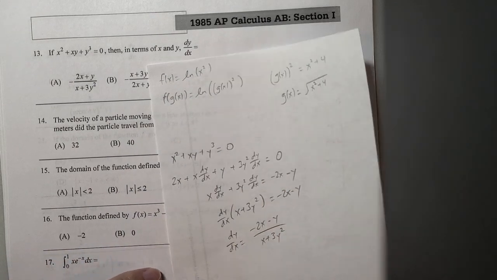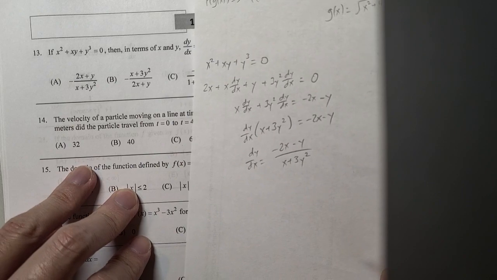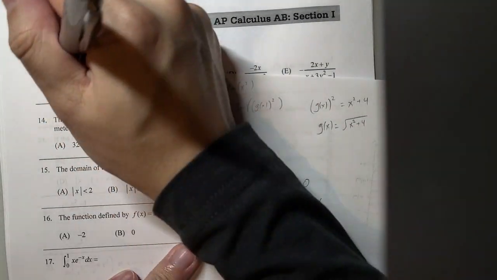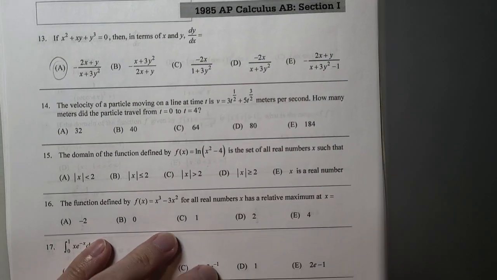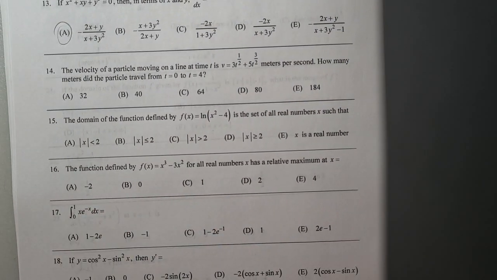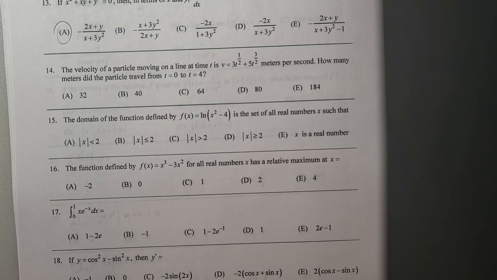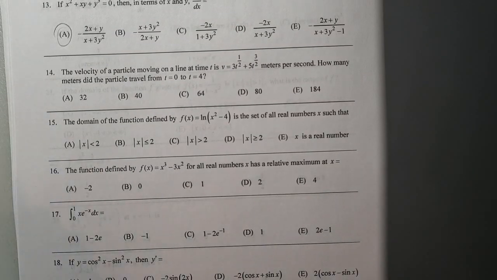Okay, that's how we do that. Which answer is that? Is it 13A? Yes. Okay. The velocity of a particle moving on a line at time t is v = 3t^(1/2) + 5t^(3/2) meters per second. How many meters did the particle travel from t = 0 to t = 4?